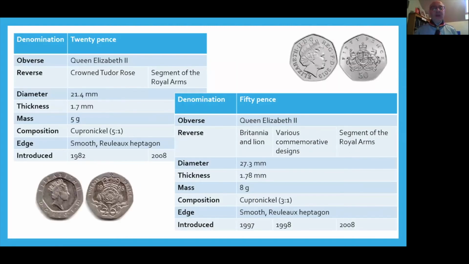Then you've got a 20 pence, Queen Elizabeth. You've got a rose. You've got a 50 pence. You've got Queen Elizabeth, and on the back is what's known as Britannia and the Lion. Now, the 50 pence has changed over the years. They used to have a bigger 50 pence, and it was slimmed down to a smaller one about 1998, I think. And then in 2008, I think there was a new design.